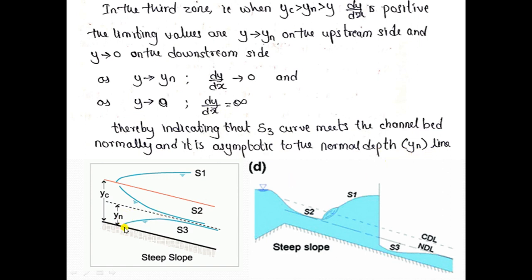So, this you can see on the upstream side the S3 curve is meeting the channel bed normally and it is meeting the normal depth asymptotically on the downstream side. So, in case of steep slope channels, if there are any spillway, if there are any gates, here also we will be getting S1, S2 and S3 curve. Obviously, S3 curve will be getting in the hydraulic jump portion as we lift the gate, and S1 curve will be getting on the upstream side of the gate.